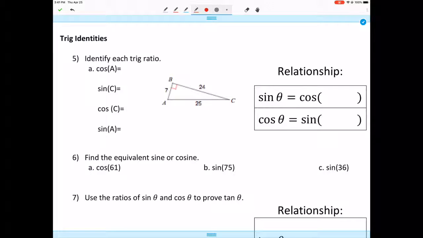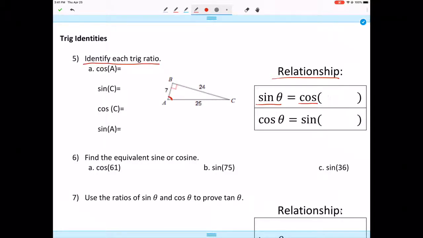All right, so we're on the second half, trig identities. Okay, there's 3 identities we're going to be going over. The first is a relationship between sine of an angle and cosine. Okay, so we want to find out what we're going to put in those parentheses to show that they are equal to each other. Okay, so first let's identify each trig ratio.